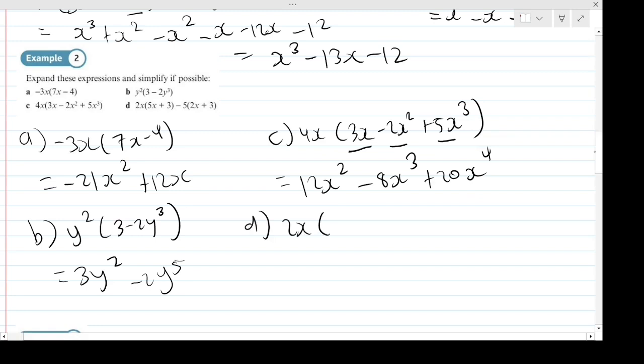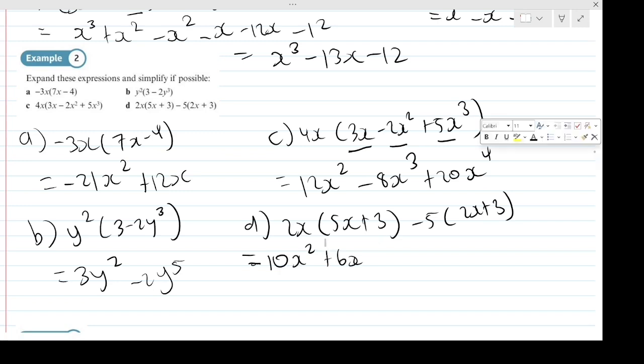We have 2x lots of 5x plus 3, minus 5 lots of 2x plus 3. And so we've got two different brackets going on here. But that's fine. We can just expand each of them separately, right? And then we can see what we can do with it. So firstly, the first set of brackets. So 2x times 5x firstly is going to be 10x squared. Then 2x times 3 will be plus 6x. And then for the second set of brackets, minus 5 times 2x is going to be minus 10x. And then minus 5 times 3 is minus 15.